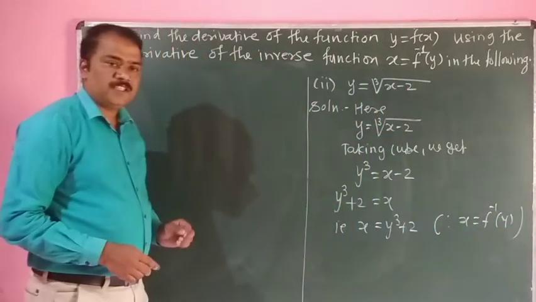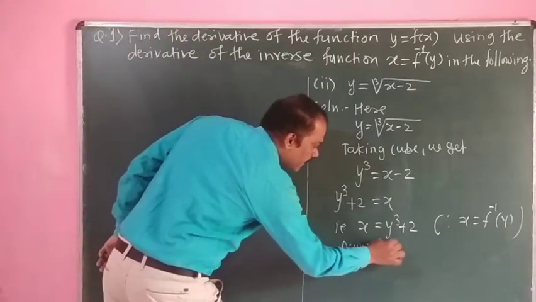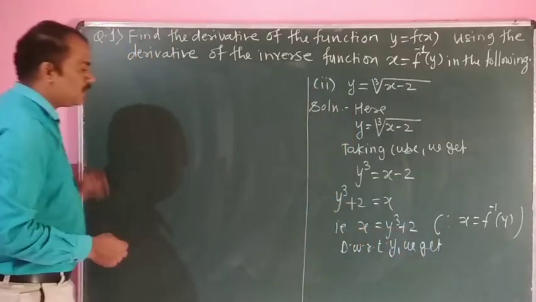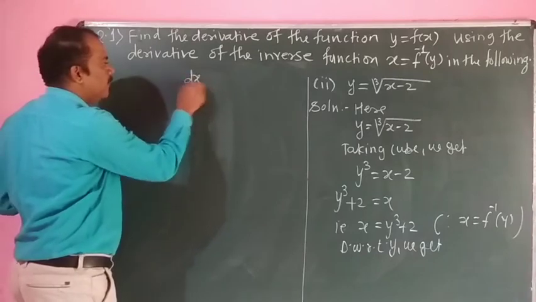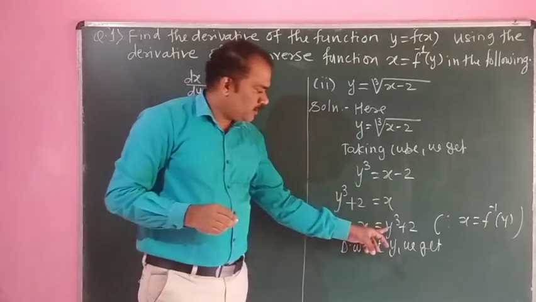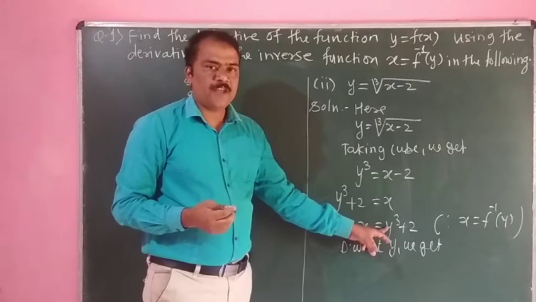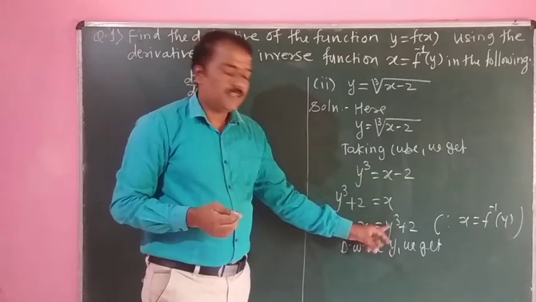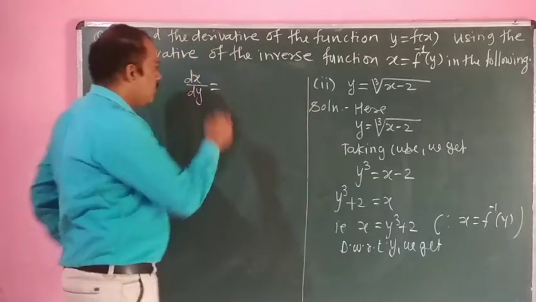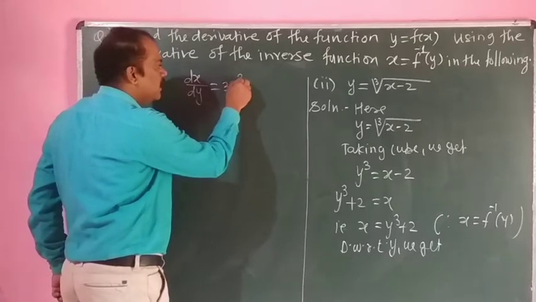Now we have to differentiate this with respect to y. Differentiating with respect to y, the derivative of x with respect to y is nothing but dx by dy, which is equal to, now we have to differentiate with respect to y, so what is the derivative of y cube? The derivative of y cube is nothing but take the power as it is and subtract 1 from that power, that is 3 minus 1, that is 2.